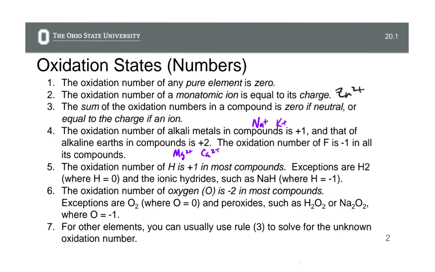Okay, so in rule number 5, for hydrogen, it's almost always +1, with a couple of exceptions, and that is H2, because that is the naturally occurring pure element. We're going to give that 0. And for ionic hydrides, H is going to be -1. So in that case, rule 4 dominates. So if we have sodium hydride, sodium is +1 and the hydrogen is -1.